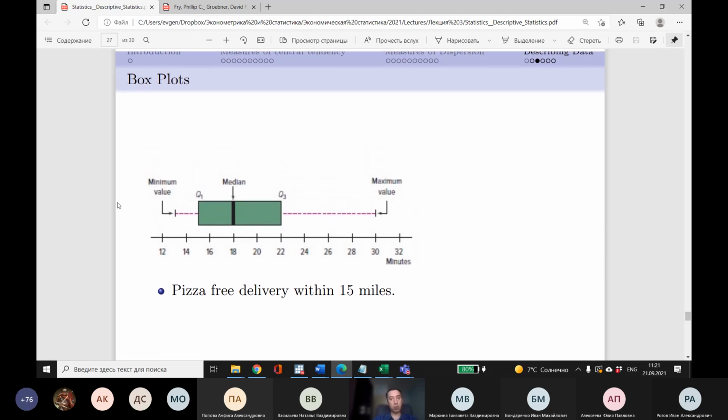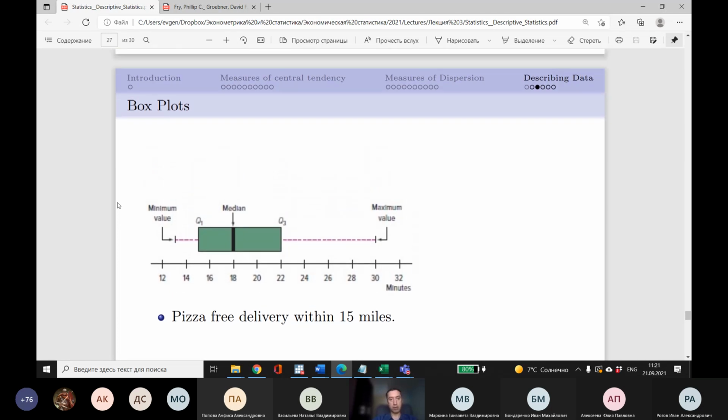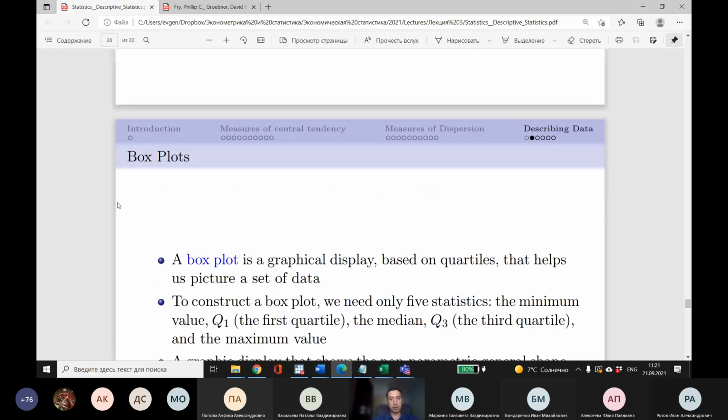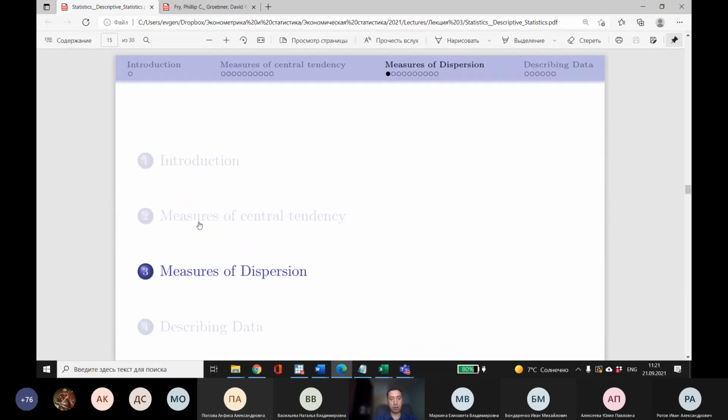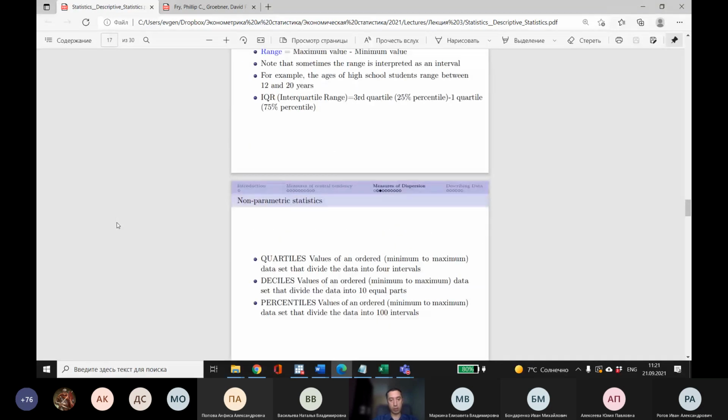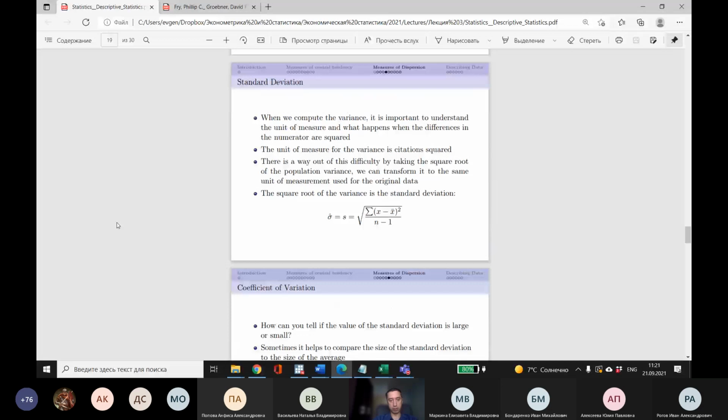Well, why do we need to learn whether our data is skewed? We need to learn it to check whether we have to rely on the median instead of the mean, or whether it doesn't matter. Well, what indicator is better to rely on?